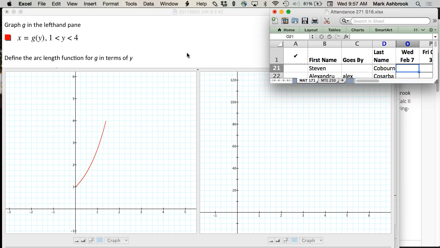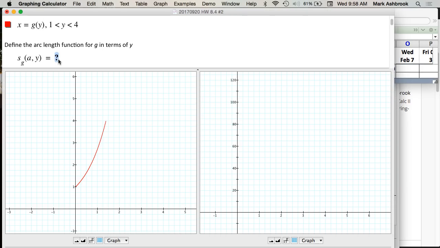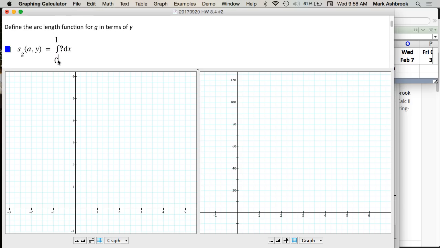Okay, hold on a sec. Start again. It's the integral from a to y, the integral from a to y of the square root of 1 plus 1 over y squared dy. He wants the integral from a to y of square root 1 plus 1 over y squared.